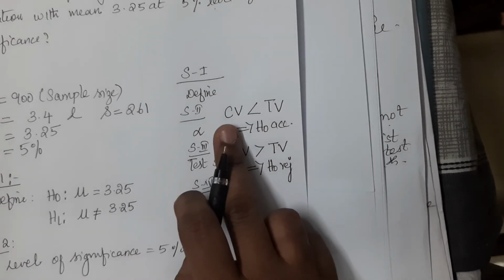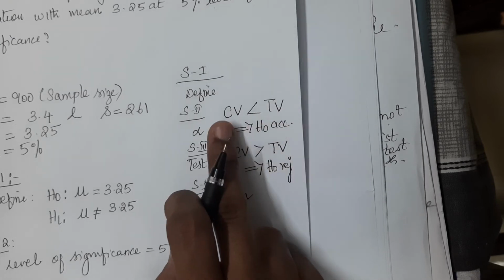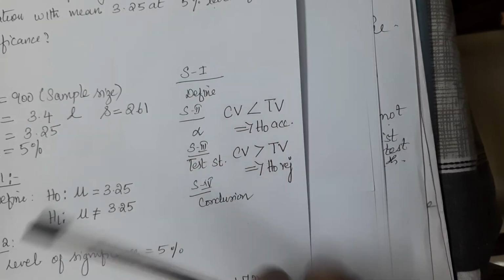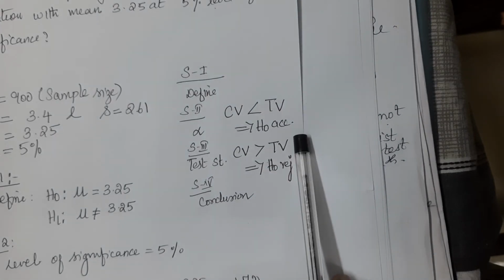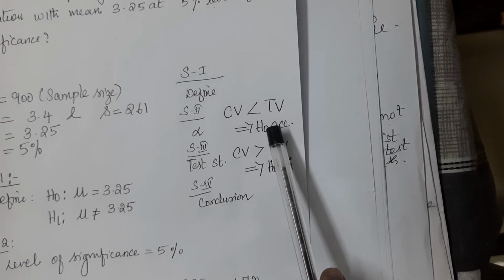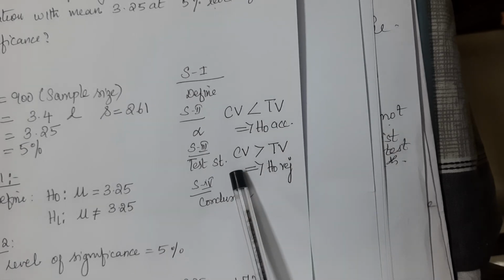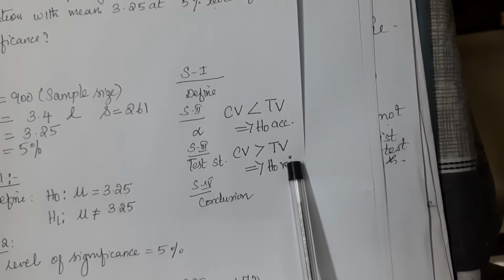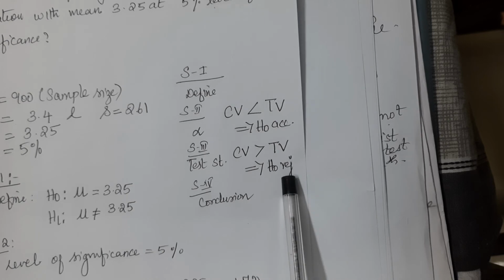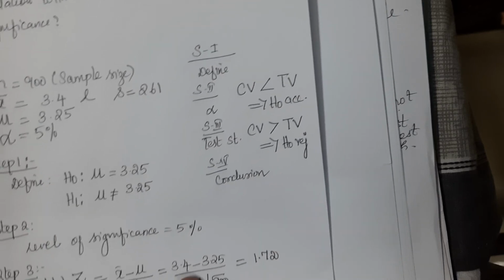So simply we have to compare the calculated value with the table value. If the calculated value is less than the table value, the result is H naught is accepted. When H naught is accepted, H1 is automatically rejected. If the calculated value is greater than the table value, then H naught is rejected, which implies H1 is accepted. This is how our conclusion will be.